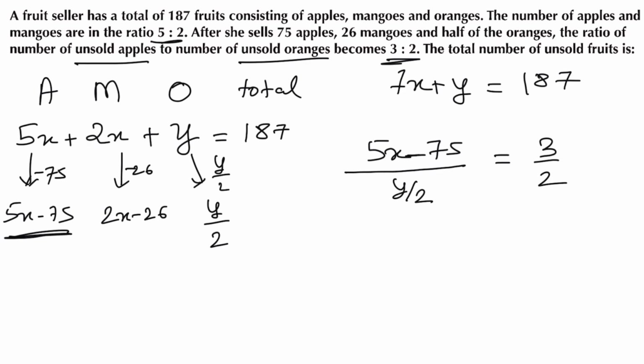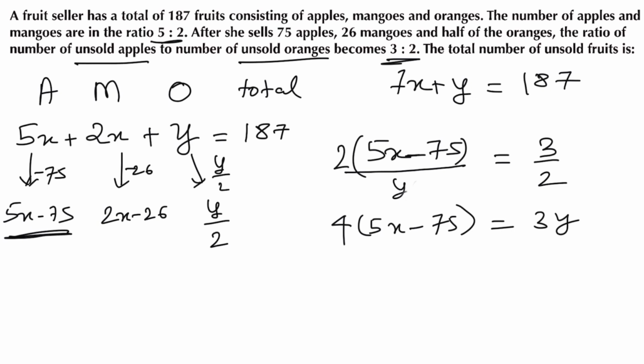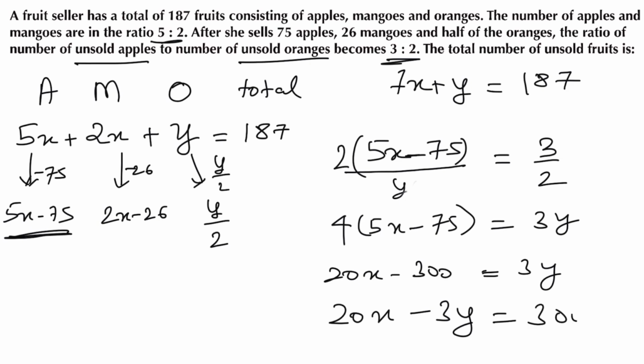So let's see. First, let's start by cross multiplying. We already have y/2 in the denominator. Let's take a 2 above. So this will become 2 times (5x - 75), and in the denominator, I won't have y/2, I'll simply have y. The next step is to cross multiply. 2 2s are 4, so 4 into (5x - 75) is equal to 3y. Or I will have 20x - 300 = 3y, or I can simply rewrite this equation as 20x - 3y = 300.